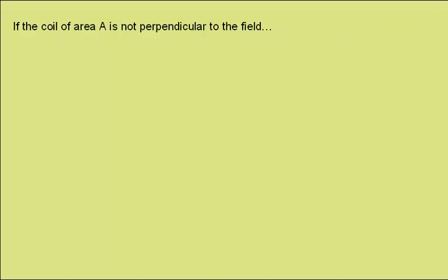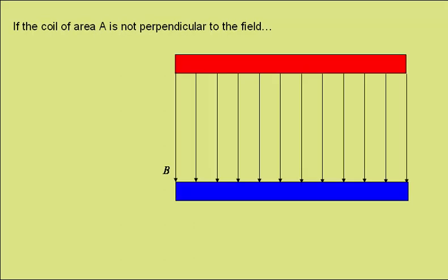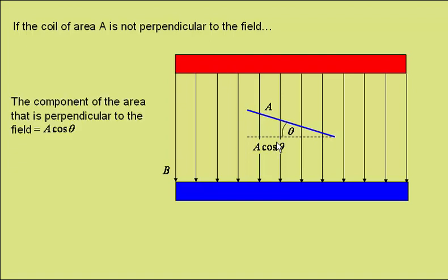Let's just look at the case if the coil of area A is not perpendicular to the field. Like this, we have a magnetic field of magnetic flux density B Tesla, and now the coil of area A is at an angle theta to the perpendicular to the field as shown. So the component of the area that is perpendicular to the field, this line here, is given by A cos theta, and we found that the magnetic flux phi is now equal to BA cos theta.